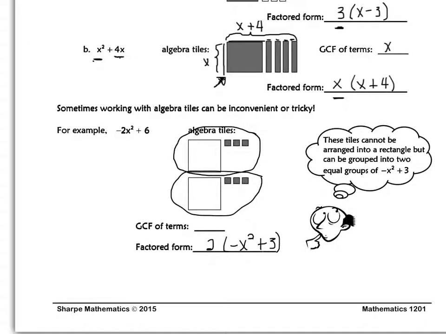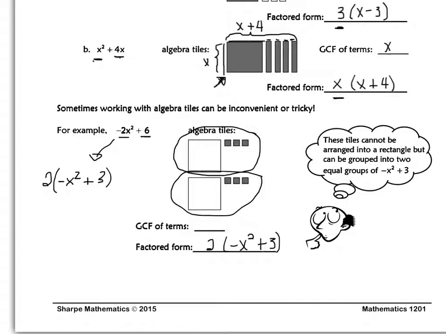In terms of the GCF algebraically, if you look at each term, the only factor that both of those terms have in common would be a 2. And then if you take negative 2x squared and divide out the 2, you'd be left with negative x squared. And if you take the 6 and divide out the 2, you'd be left with plus 3. So that's how you do it algebraically.